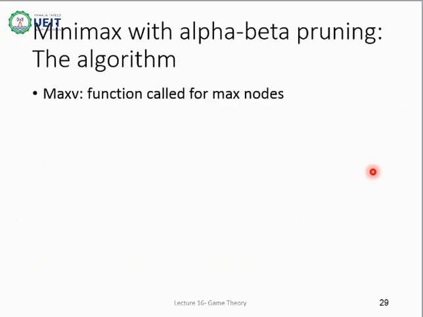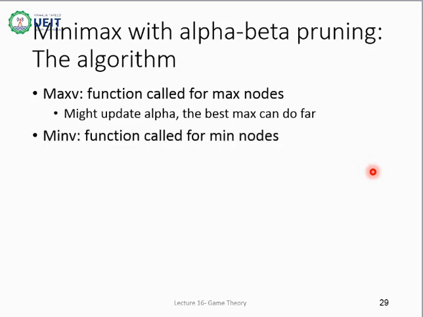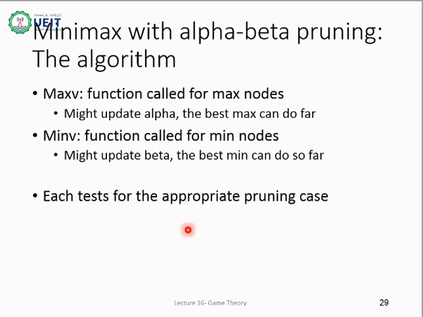This slide discusses the functions that can be used when programming alpha beta pruning in code. The maxv function is called for max nodes, and alpha is updated if needed. If we already have a greater value of alpha, then it doesn't need updating, as we have seen in the previous worked example. We write the minv function, or minimum v function, to find minimum values, which updates the value of beta if required. If we already have a minimum value of beta, then beta is not changed. The condition check is performed in both functions, and both check for pruning in case the condition is satisfied. Each of these functions tests for the appropriate pruning case by checking the condition.